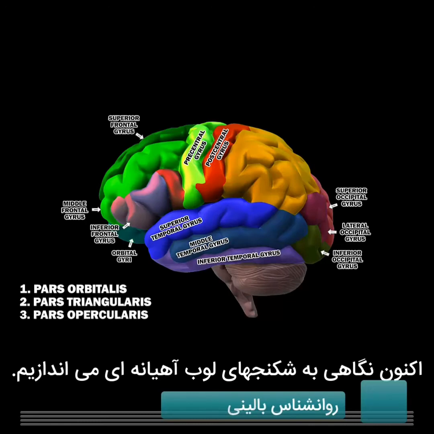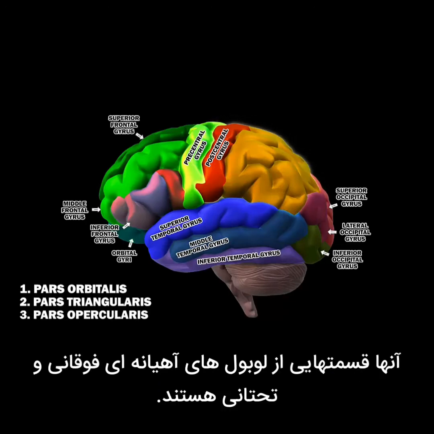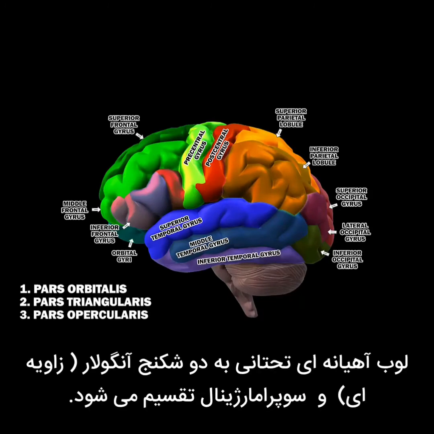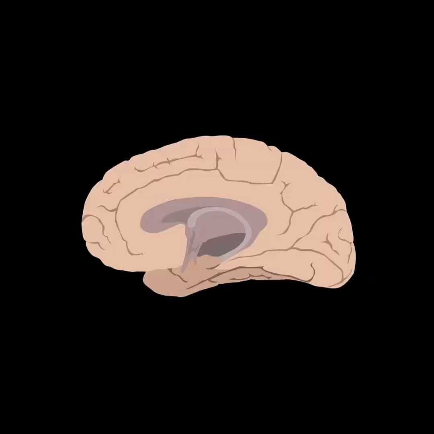Finally, let's look at the gyri of the parietal lobe. There are the superior and inferior parietal lobules. The inferior parietal lobule is split into the angular gyrus and the supramarginal gyrus. Now, let's move on to the medial surface.